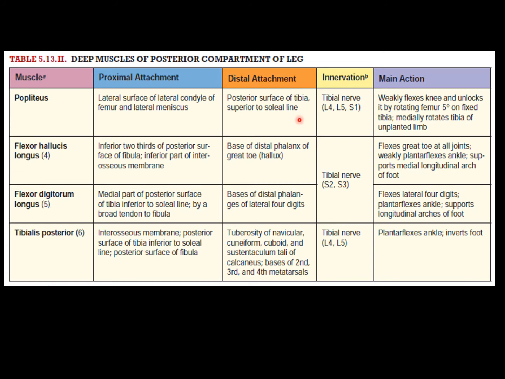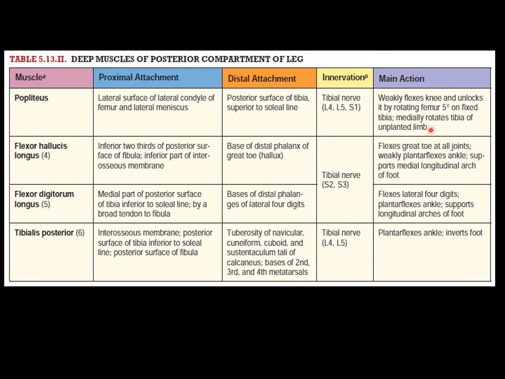So it is a muscle which is present in the superior part of the posterior compartment of the leg, and it weakly flexes the knee because it is a small muscle and running obliquely. So it flexes the knee weakly and unlocks it by rotating the femur 5 degrees on the fixed tibia. It medially rotates the tibia of the unplanted limb.